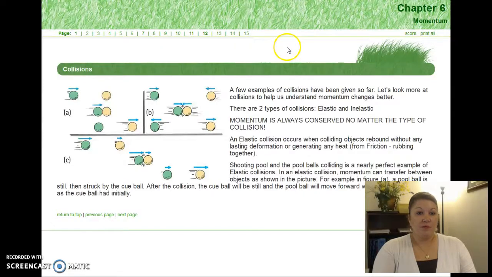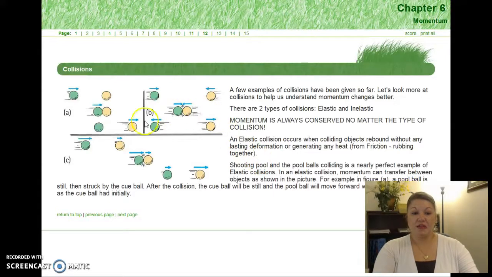We study momentum so we can understand collisions. There are two types of collisions. Momentum is conserved no matter what, but knowing how the collisions work gives us a better understanding. So we have elastic collisions and inelastic. An elastic collision is when two objects hit together but then rebound right off. No permanent deformation, no lasting heat due to friction of the objects rubbing. It's just bam and then they bounce away.